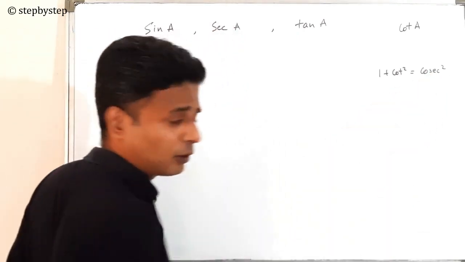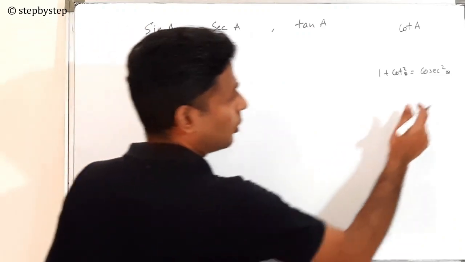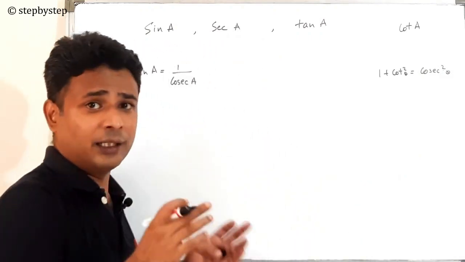Now we have cosec here, cosec square on this side, right? Cosec square theta. Okay. So what is cosec? I have to take the square on the other side. Cosec square theta means cosec theta whole square.